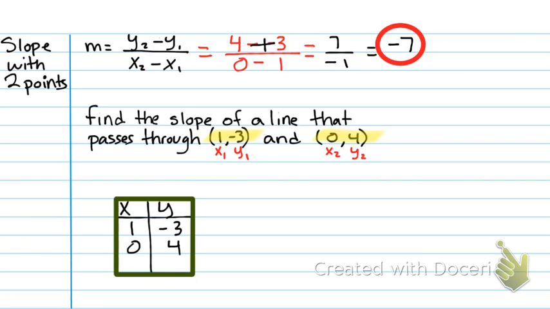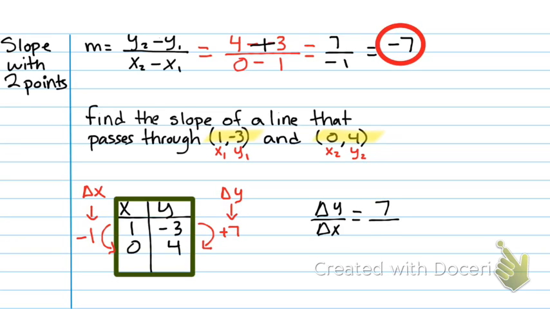Let me do a difficult one. So if we go from 1 to 0, we are subtracting 1, and from -3 to 4, we are adding 7. This is in my y column, so 7 is going to mean my delta y. This is on the x side, so this will be my delta x, my change of x. And if we write it as a fraction, our change in y over our change of x is equal to 7 over -1, which is -7. And you see here it is going to give us the same answer.